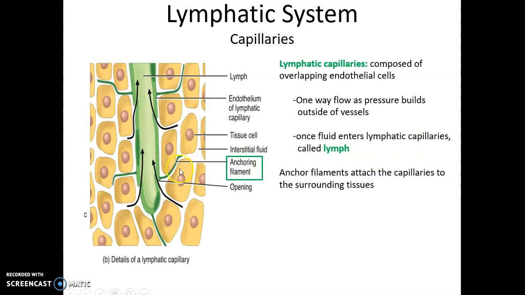Also worth noting that there are protein structures that come off of the lymphatic capillaries that help attach them to the surrounding tissues so that they stay in place even in the presence of these changing fluid pressures. So again, increase in fluid pressures in the tissues leads to opening of gaps that allow the fluids to enter the lymphatic capillaries.